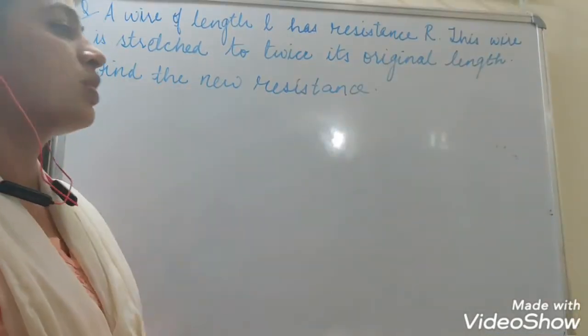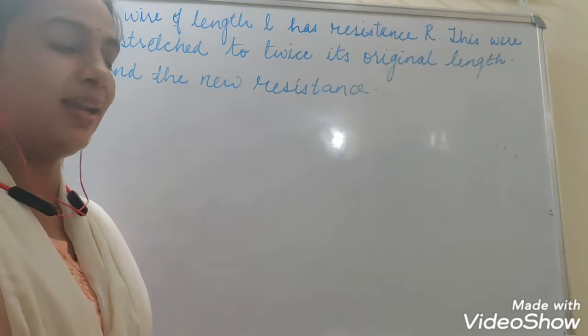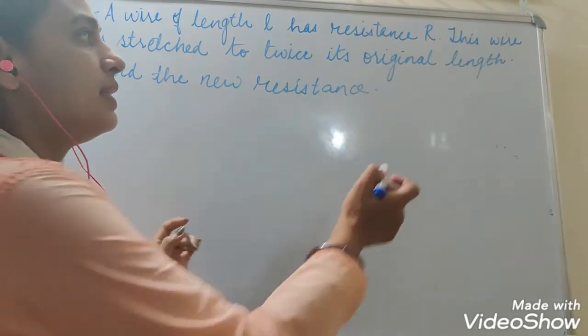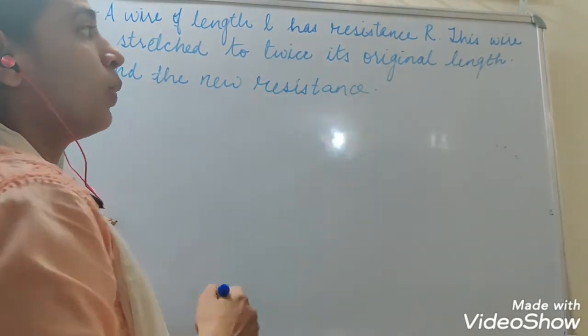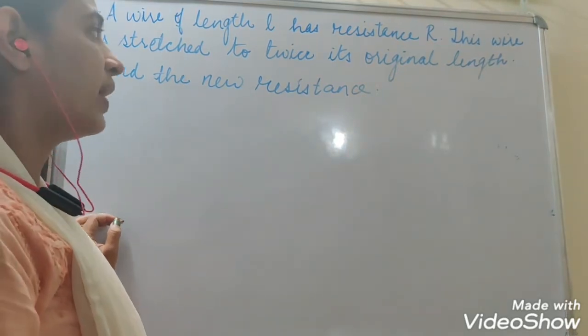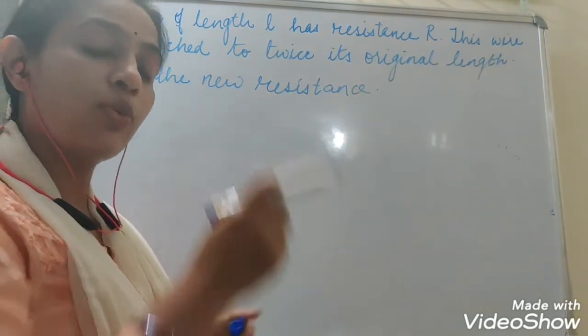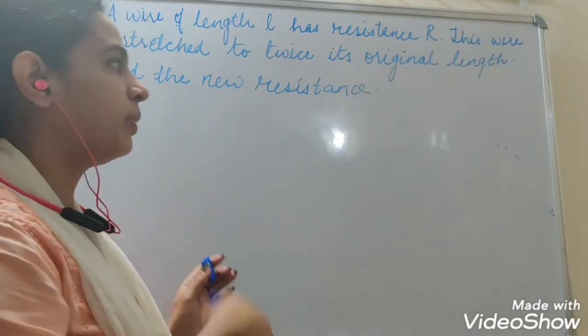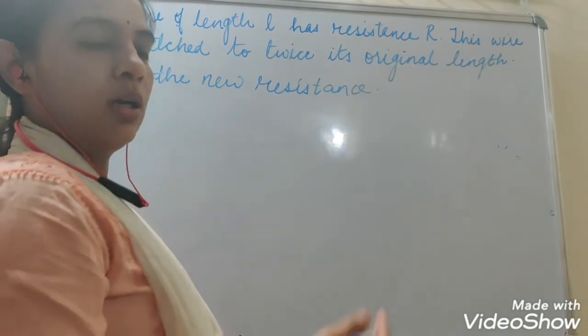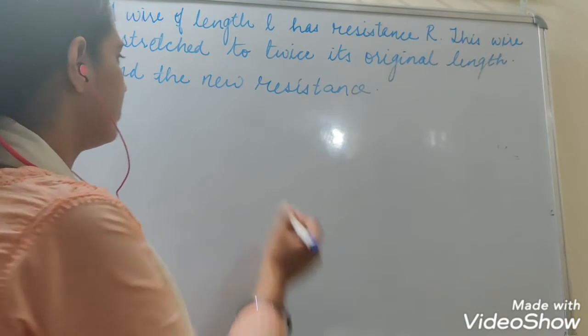So we have this question: a wire of length L has resistance R. This wire is stretched to twice its original length. Find the new resistance. These kind of questions we did in class 10th also. It will be a revision so that we revise the formulas which we derived.